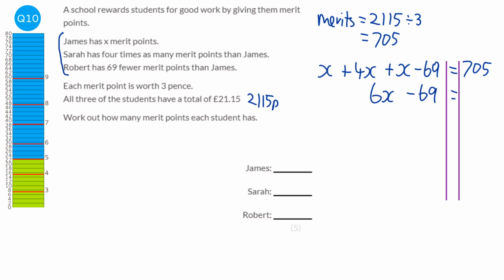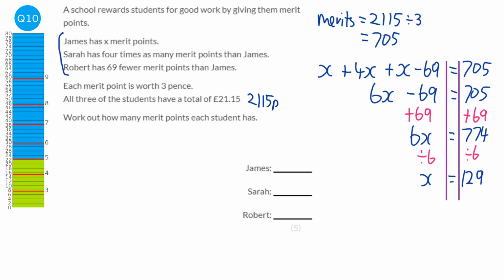Minus 69 equals 705. And we're going to add 69 to both sides. So we've got 6x equals 774. Then we're going to divide by 6 on both sides. And so we've got x equals 129. So x equals 129. That means James has 129. Sarah has 4 times more, so she will have 516. And Robert has 69 fewer, so we're going to take 69 away from that, and that will equal 60.